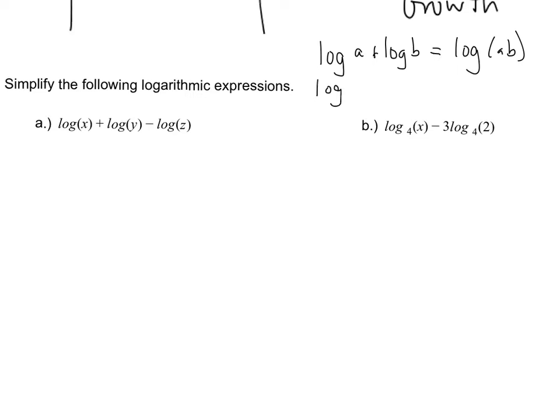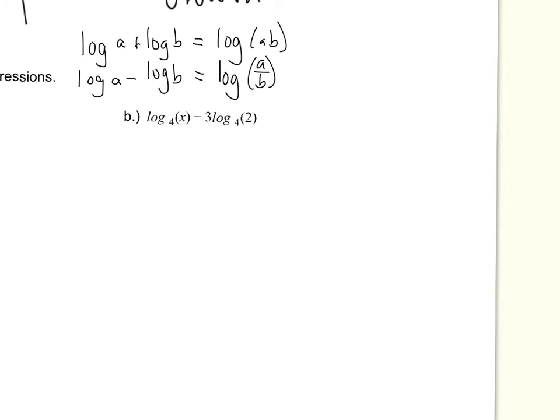We said if we had log of A minus log of B, this could be written as the log of A divided by B. And our last rule said if we had a number in front of a log, so n log A, then I could bring that n up and I could write this as log A to the n. So we can use these rules to kind of simplify some logarithmic expressions.